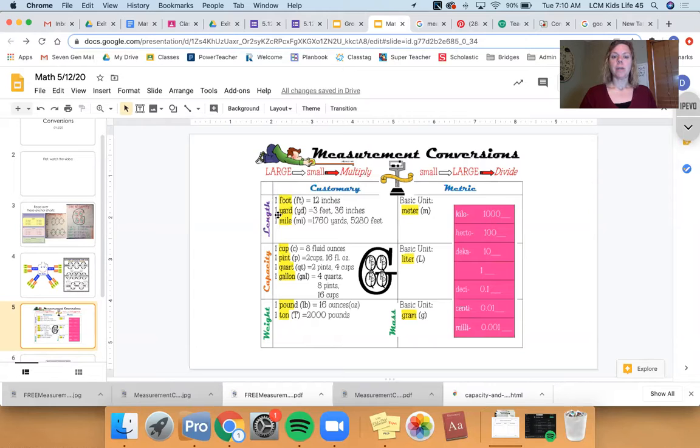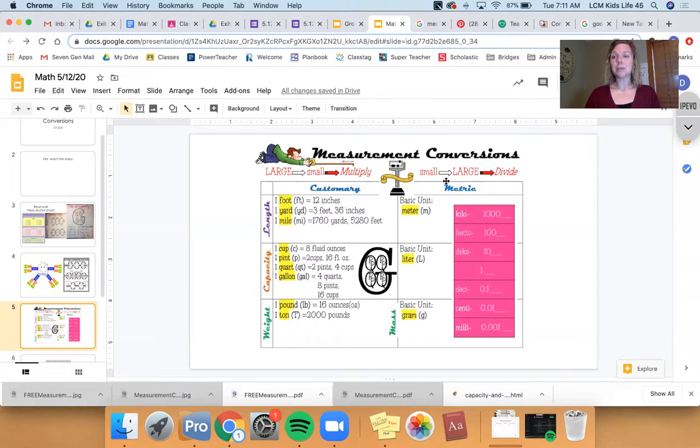So we're going to be talking about length, which is how long something is, capacity, which is how much something can hold, and weight, which is how much something weighs. We have two different forms of measurement. We have customary and we have metric. Customary is what we use here in the United States, and metric is used pretty much everywhere else.